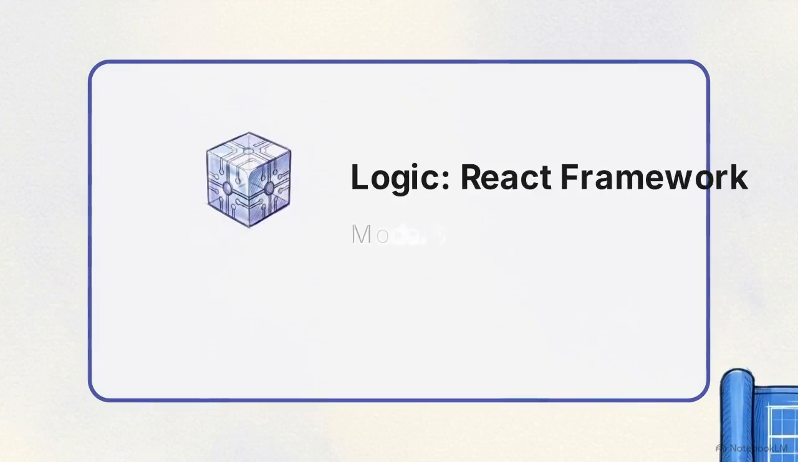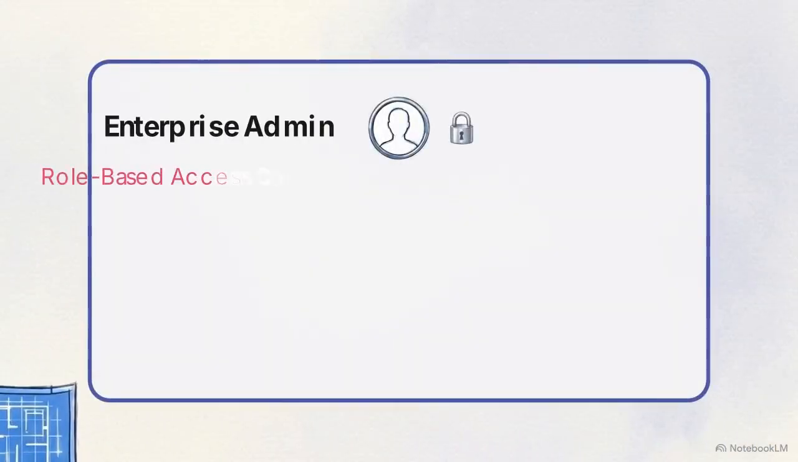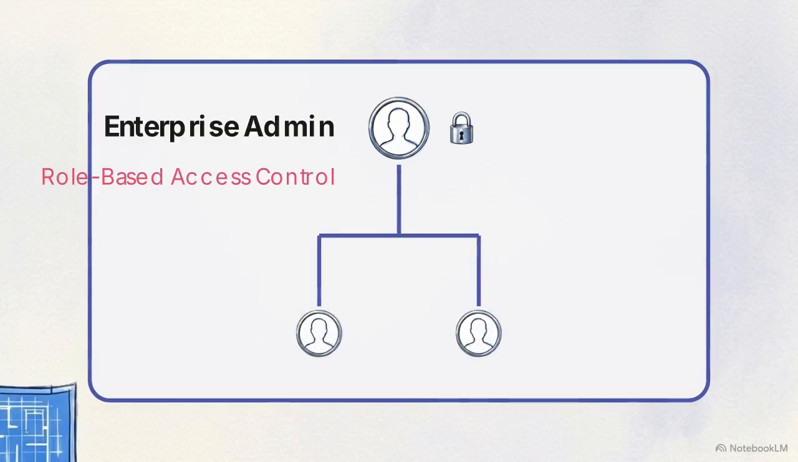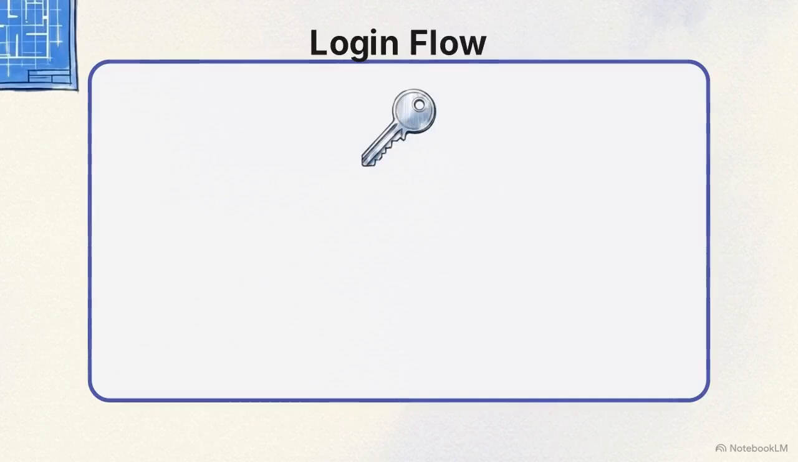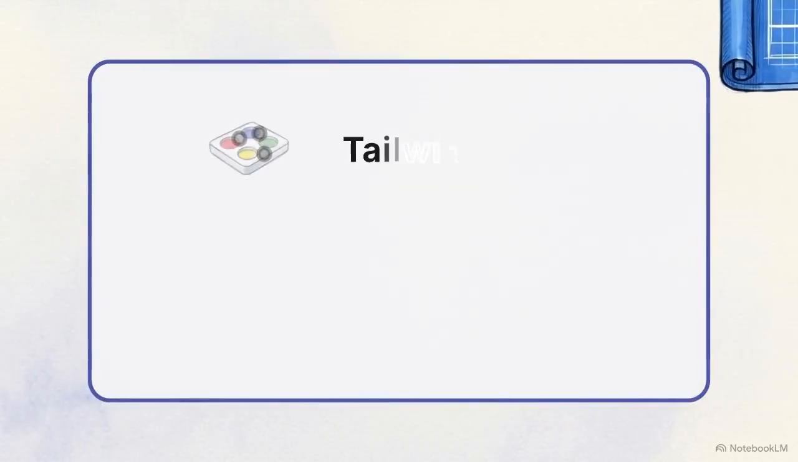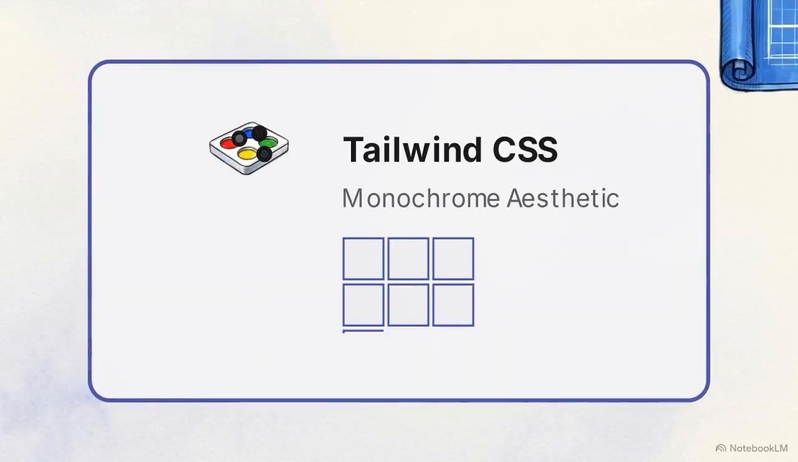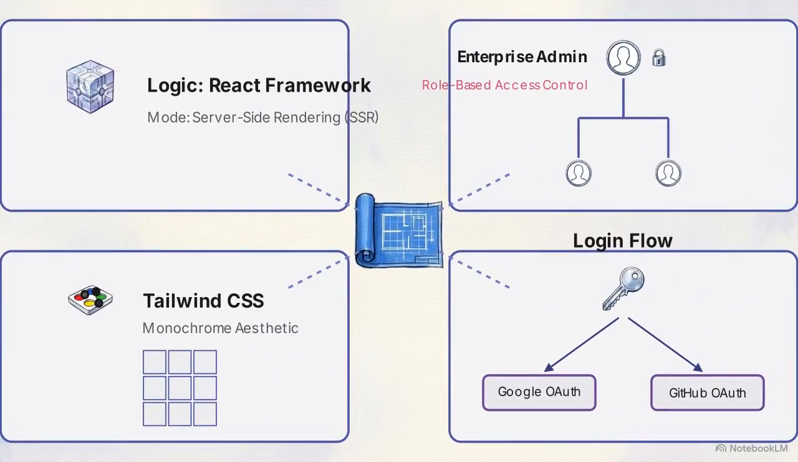Tell the system exactly how to build the logic. Specify that it must use a React framework with server-side rendering. Define the user. State that the application is for enterprise administrators who require role-based access control. List your required macro features. Instruct the AI to implement Google and GitHub OAuth for the login flow. Set the visual boundaries. Require the AI to use Tailwind CSS and a monochrome aesthetic.